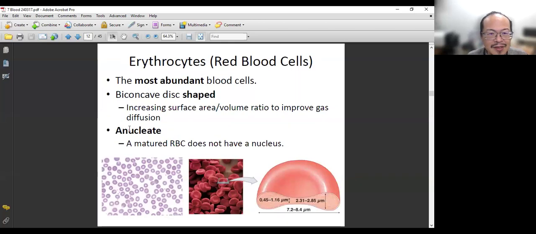So it's anucleate. It doesn't have a nucleus. Once it differentiates into the mature one, the nucleus is degraded, removed. So that's that. We talk about the function of red blood cells. Its function is to transport oxygen. And we know that it's produced from the bone marrow.